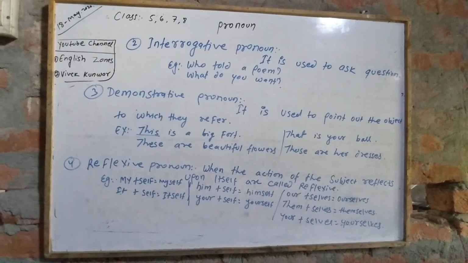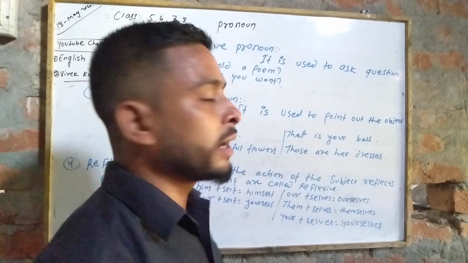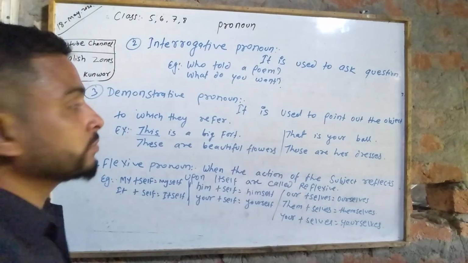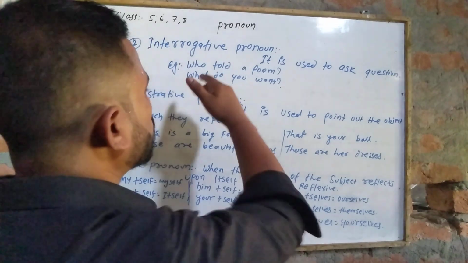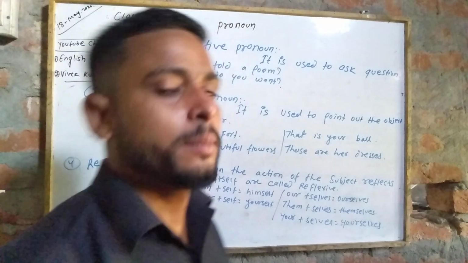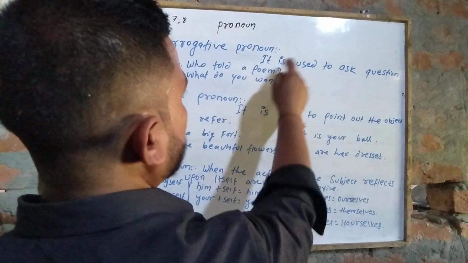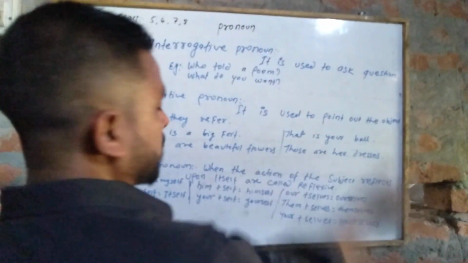Now we have the interrogative pronoun. It is so easy, and it is used to ask a question. What you have to write in your fair copy is that the pronoun which is used to ask a question is called an interrogative pronoun. Example: Who told you a poem? What do you want? This is asking. Who, what, and the WH family: where, which, whom. All these are interrogative pronouns. It is very easy. If there is WH at the start and a question mark at the end, you can understand that it is an interrogative pronoun.